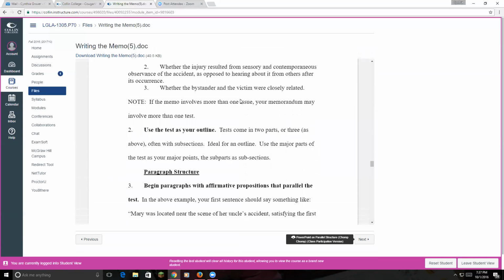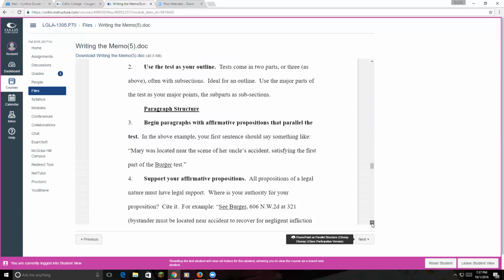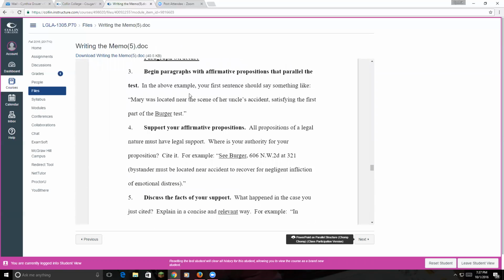And again, if you have more than one issue, your memorandum may have more than one test, and there may be sub-tests under issues. Again, use the test that you have as your outline. Again, if there's 4 elements, you're going to have 4 sections. As you are writing your paragraphs, you're going to want to use those topic sentences. You're going to have these be the elements of your test. The first sentence under each one of those sections is going to be a restatement of that test.